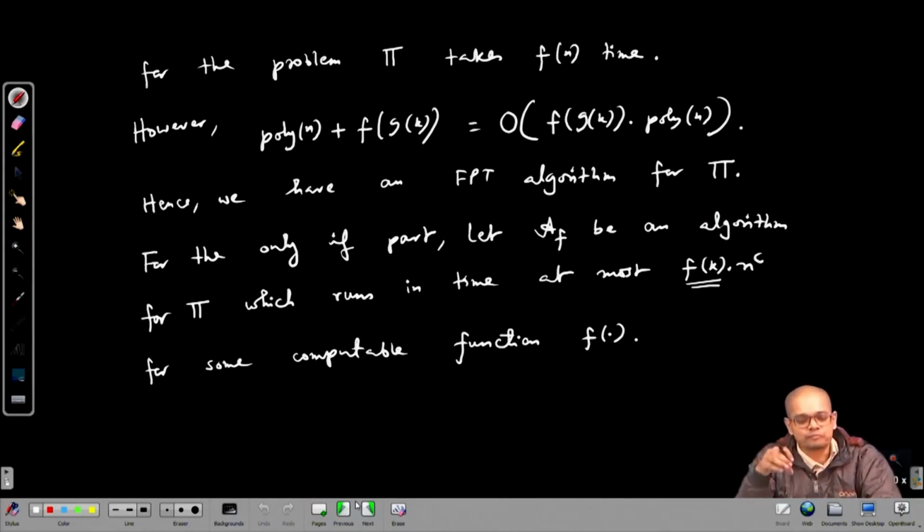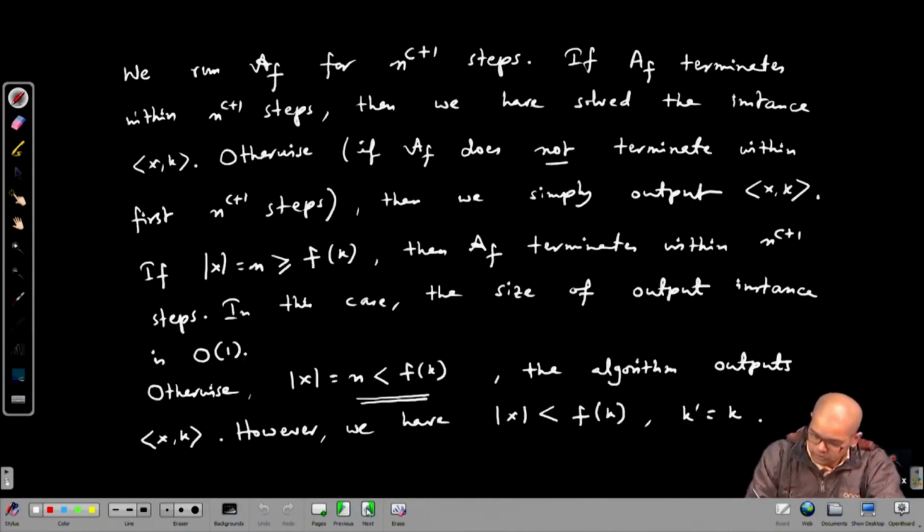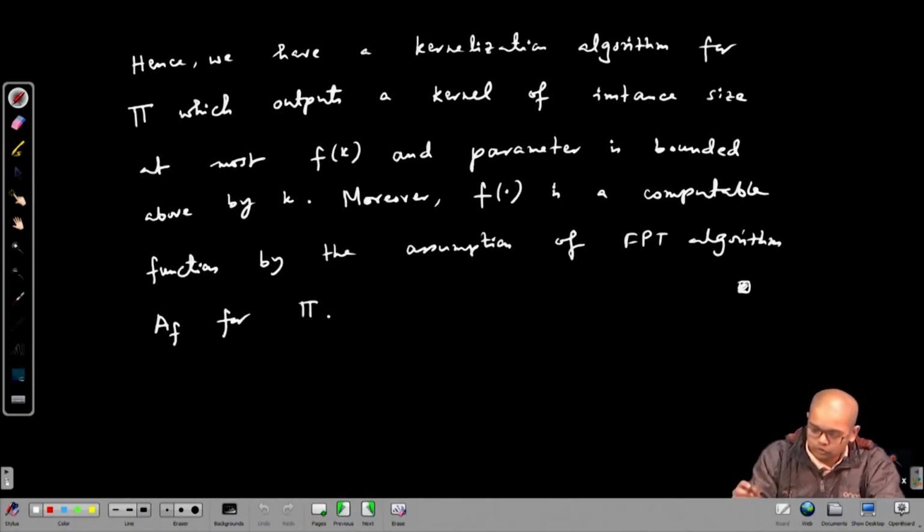As we have seen, for vertex cover, with the same search tree based technique, but by applying a more clever technique, we are able to reduce the runtime of the algorithm for vertex cover from 2 to the k to 1.46 to the power k. So let us stop here today. In the next class, we will see some more examples of FPT algorithms and kernels.